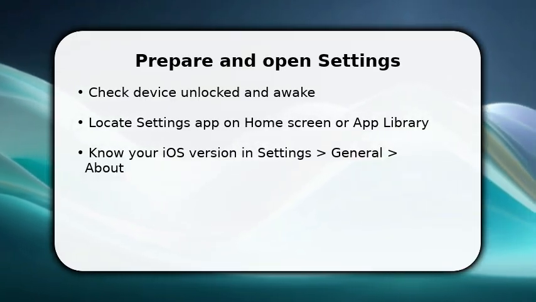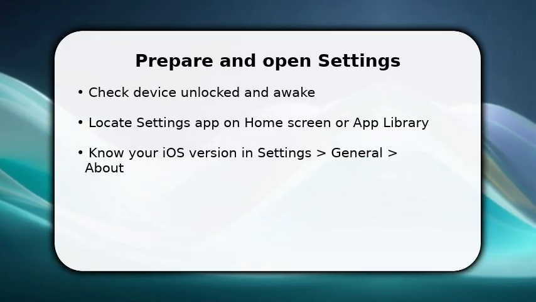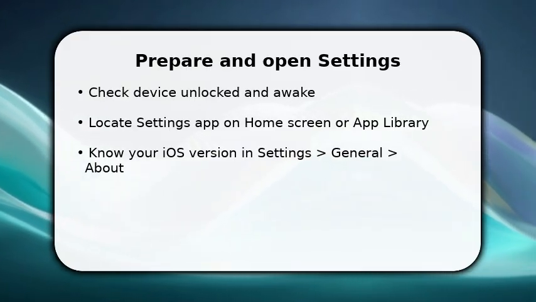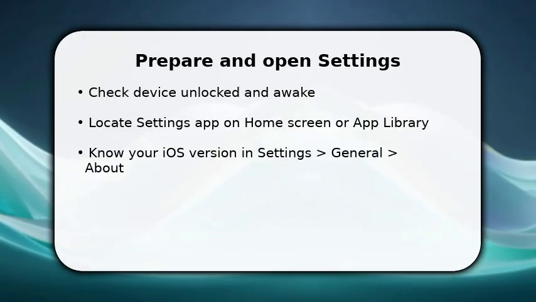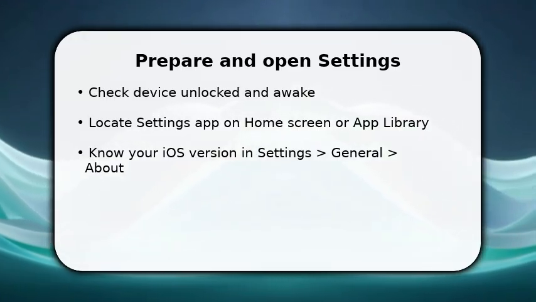Tap Settings, then look immediately for the Wi-Fi row near the top. This step initiates the change and ensures you are in the right place. Once done, you're ready to switch networks or disable Wi-Fi entirely.